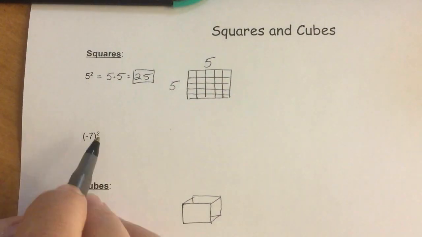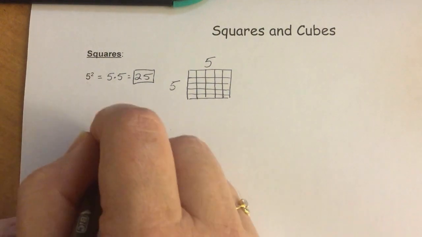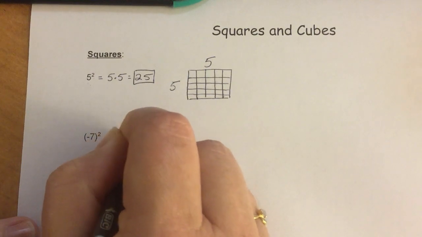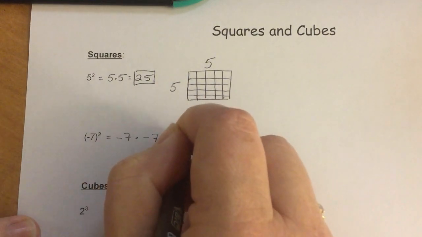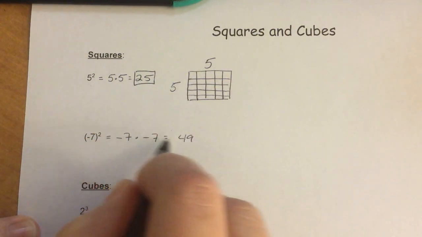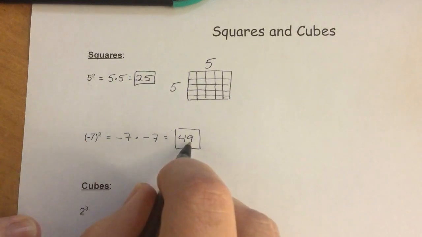Another thing to consider is if you have a negative. So -7 squared like this means -7 times -7. 7 times 7 is 49, and then when you have a negative times a negative, it's a positive. So -7 squared is 49.